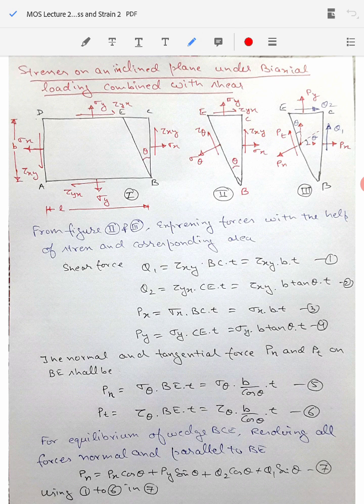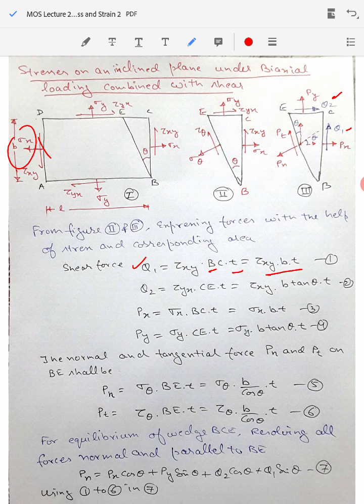Now from the second and third figures, let's first express the forces with the help of stresses and their corresponding areas. We know that force is equal to stress times area, so let's use that formula. We have the shear force Q1, acting on the surface BC. The area on which it acts is BC multiplied by the depth of the section, T, the thickness of this block. BC is nothing but the width of the section, shown here as B, so you substitute small b for BC. So you get Q1 equal to tau xy into B into T.